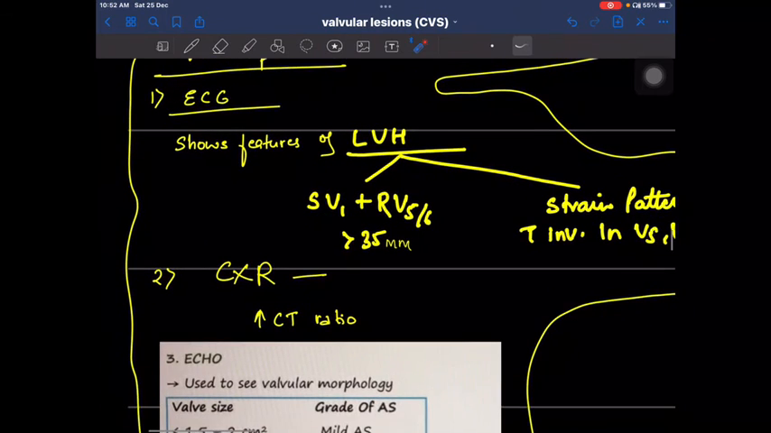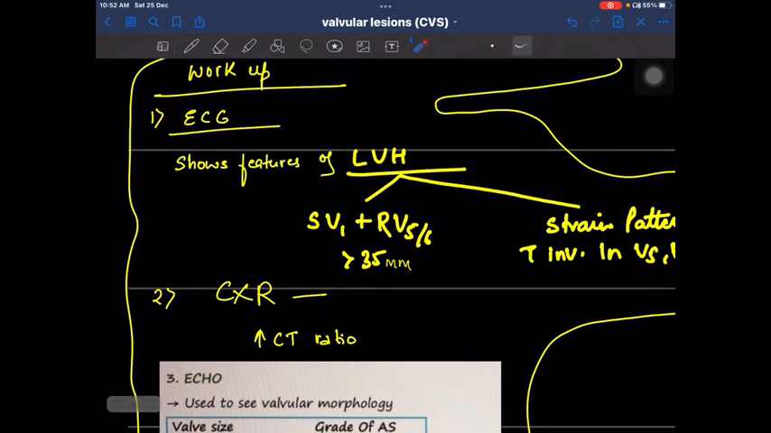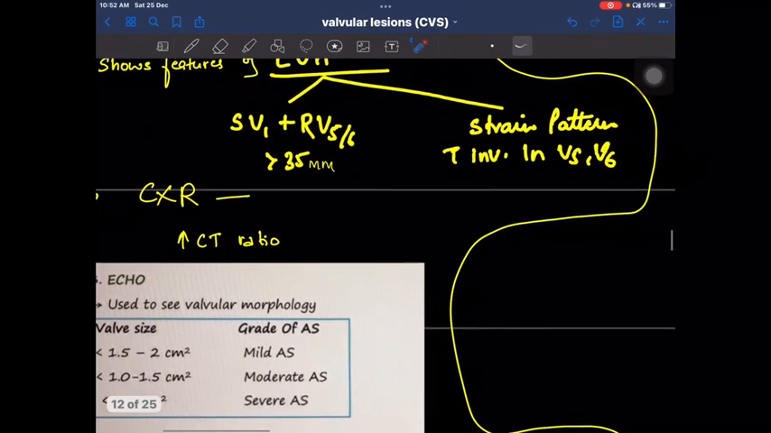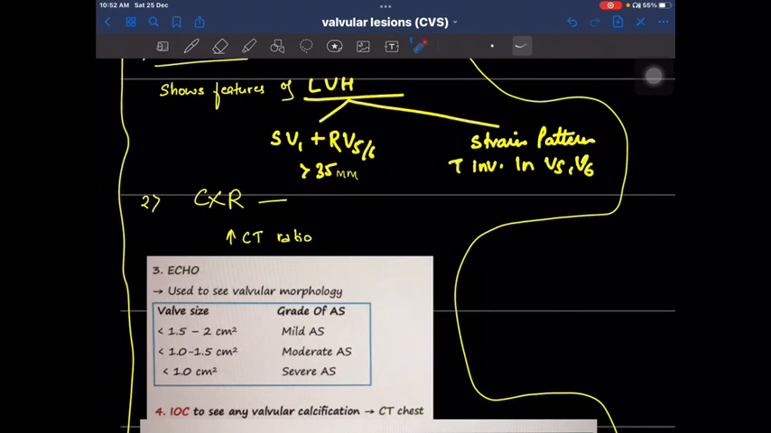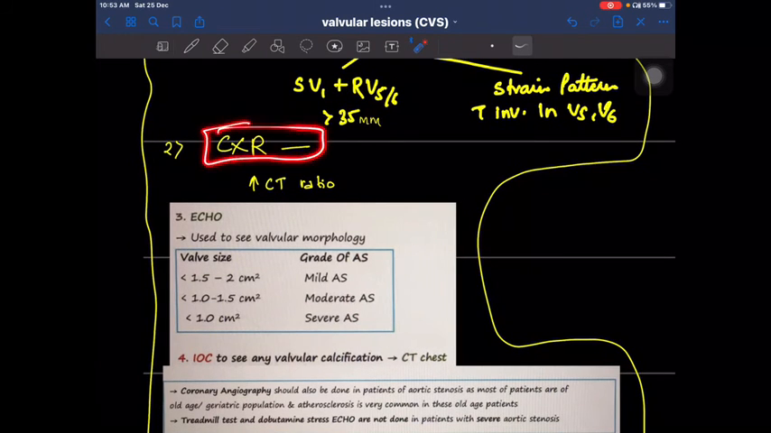Now we come to the workup. In the workup, we'll do the ECG, of course. Okay. Signs of LVH. I'm sure these things have been taught to you in the ECG lecture, but I'll just go over them very quickly. Okay. So signs of LVH: the size of the S wave in V1 plus the R wave in V5 or V6, if you add them, will be more than 35 mm. Okay, you can also see a strain pattern. Basically, when there is left ventricular hypertrophy, you will see a strain pattern, which is T inversion in V5 and V6. All right, now chest X-ray, there will be an increased CT ratio, of course.